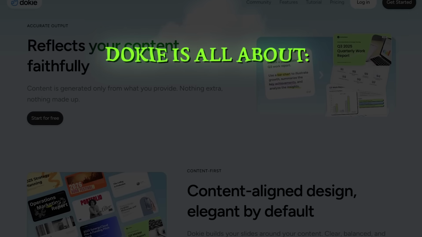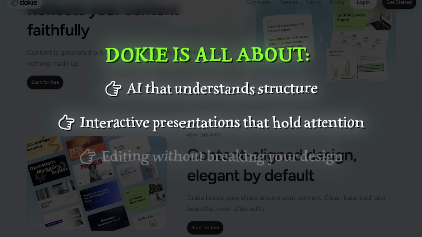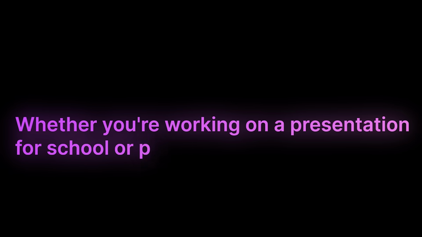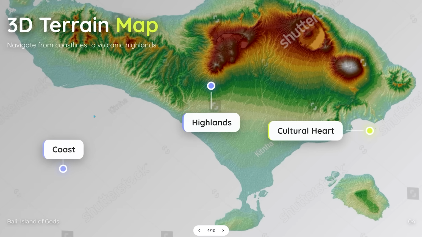All right, so here's the takeaway. Dokie AI is all about AI that understands structure, interactive presentations that hold attention, and editing without breaking the design. So whether you're working on a presentation for school or pitching concepts for work, Dokie will literally amaze your audience, so be sure to give it a try today.